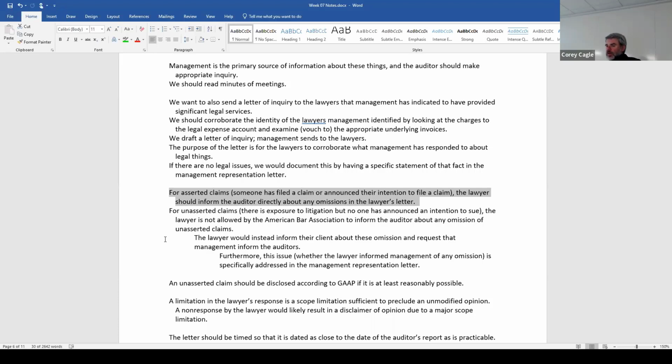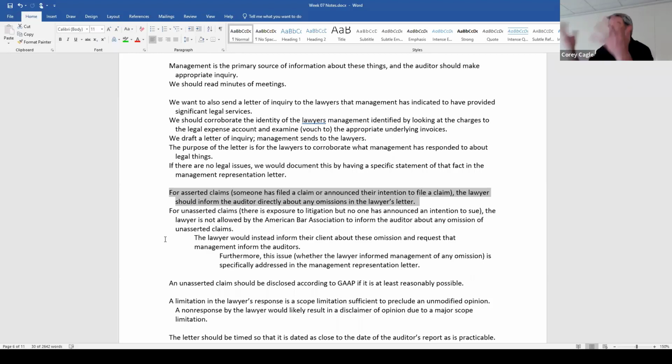So that's an important point. So the lawyer can speak only about asserted claims, but they cannot speak about any unasserted claims. So what they would need to do is tell the client about those and request that the management inform the auditors. So the lawyer can't directly speak about any unasserted claims. So they say, hey, we can't talk about this, but you need to let the auditor know about this. But this is also something we'll cover our bases on in the management rep letter too. We cover a lot of bases in the rep letter. So this is another one.